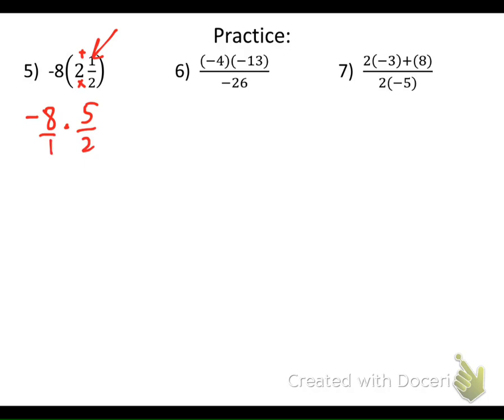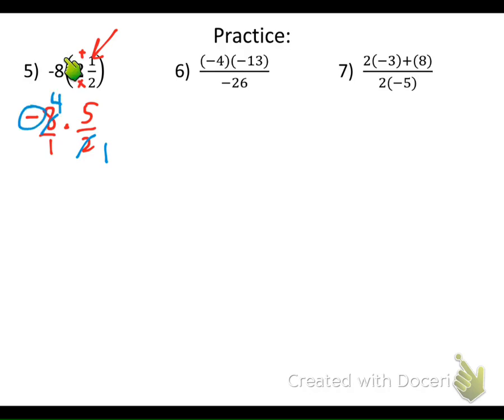And the beauty about this is you can always check for cross-canceling. You always look diagonally to see if you can reduce. So 5 and 1 can't reduce. 5 and 2 can't reduce. But 8 and 2 can reduce. The number that's going to divide them is going to be 2, right? So 2 goes into 2 one time. 2 goes into negative 8 4 times. And we keep our negative here. Don't lose that. All right?